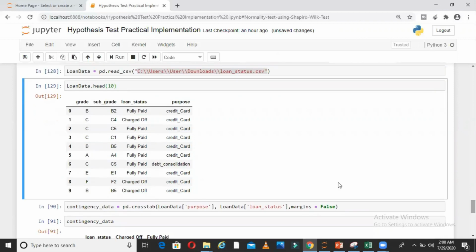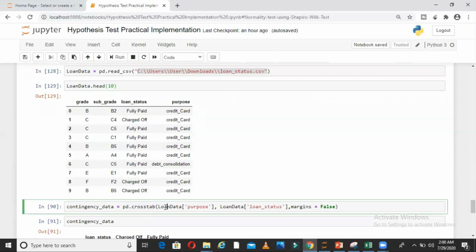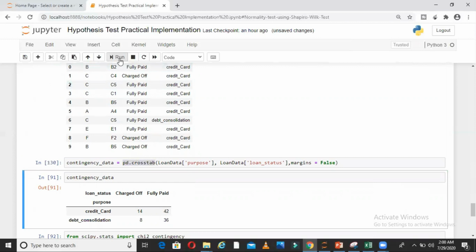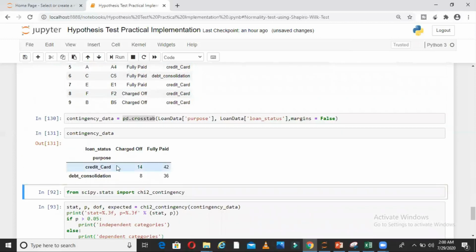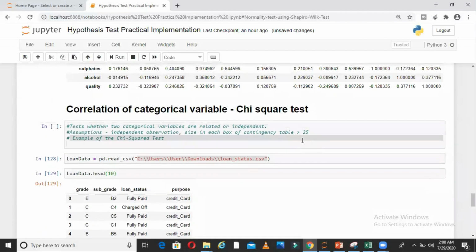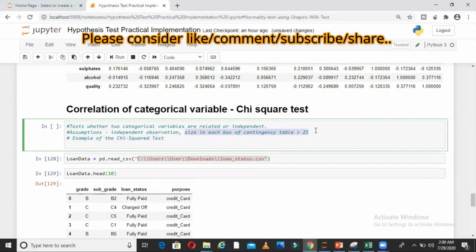Now if you do a pd.crosstab in Python on these two columns, loan data purpose and loan data loan status, this is a pandas function actually. When you run this, you get contingency data. The meaning of contingency data is how many records there are for each combination. For credit card plus charged off, 14 combinations. Credit card plus fully paid, 42. Debt consolidation and charged off, 8, like this.